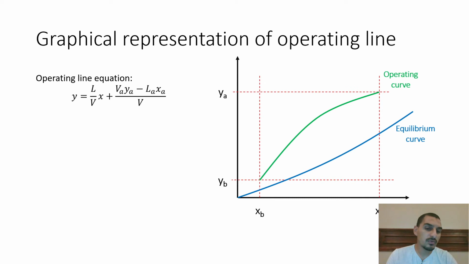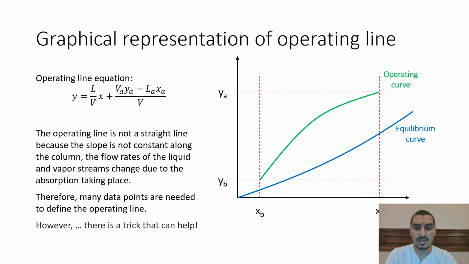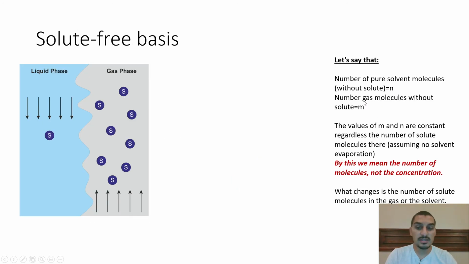And as we mentioned before, when we do graphical solution, we prefer to use straight lines because curves are not easy to work with. You have to put many points, and these points must be like 5 or 6 points so that they can describe the operating line precisely. So we usually like to use straight lines because we just need 2 points and we are done. So there's a trick that we can use that enables us to replace this curve with a straight line. And this trick is using what we call the solvent or solute-free basis.